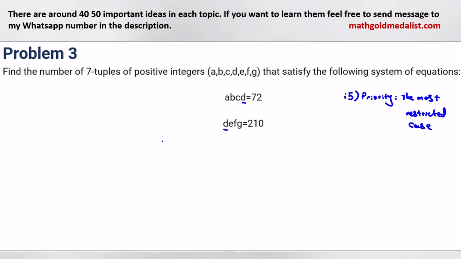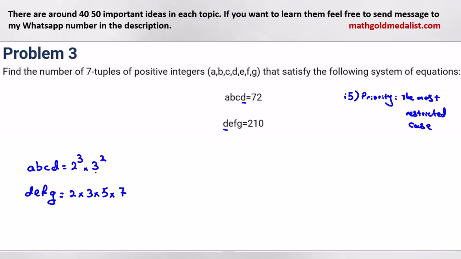So D can be what? First, again, like idea 1, we should prime factorize. A, B, C, D is equal to 72. The prime factorization of 72 is what? It is 8 times 9, so it is 2 cubed times 3 squared. D, E, F, G is what? It is 21 times 10. So for 10 and 21, we have 2, 3, 5, 7. If you prime factorize, 2 times 5 is 10, 3 times 7 is 21.